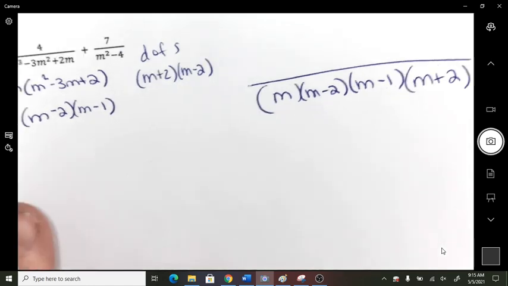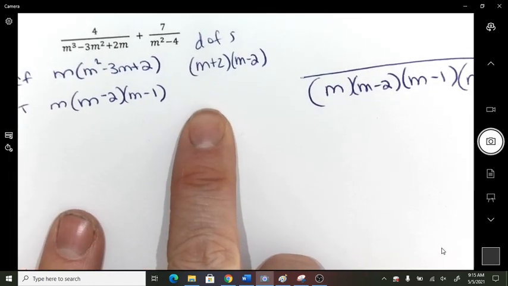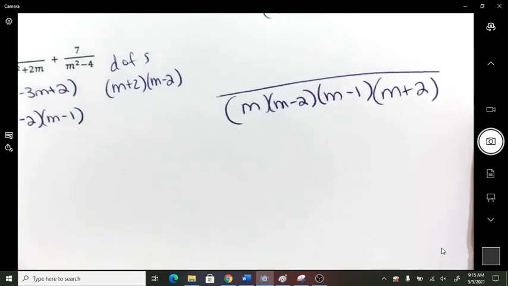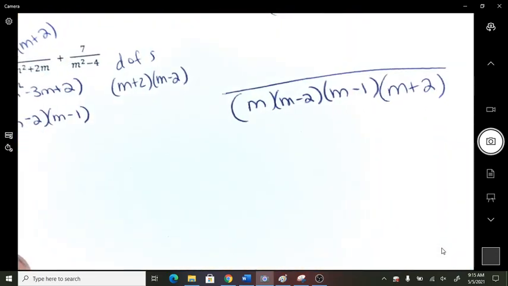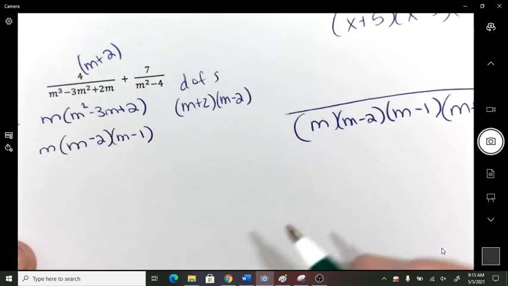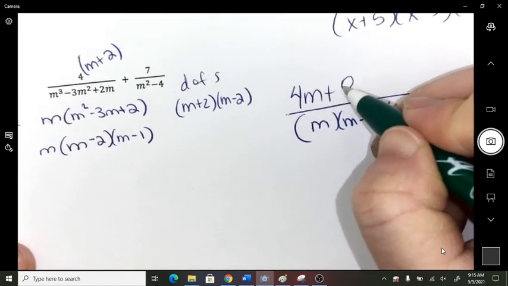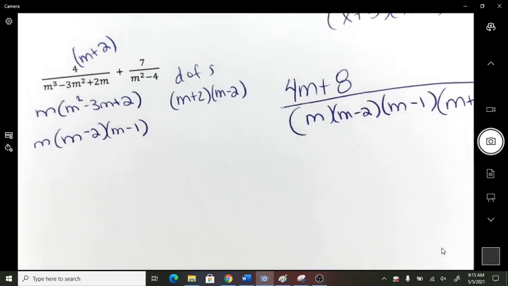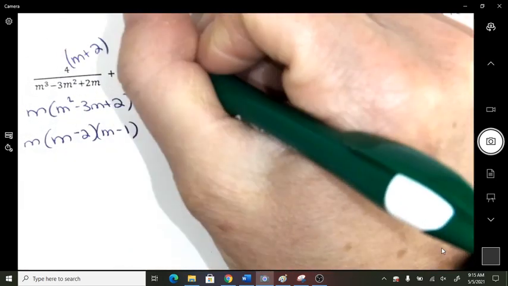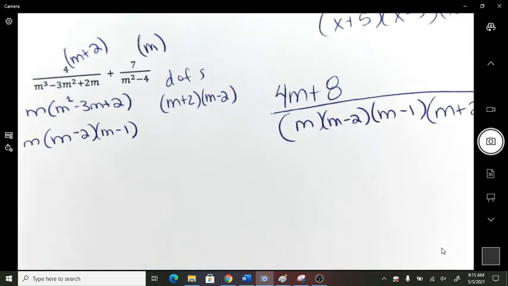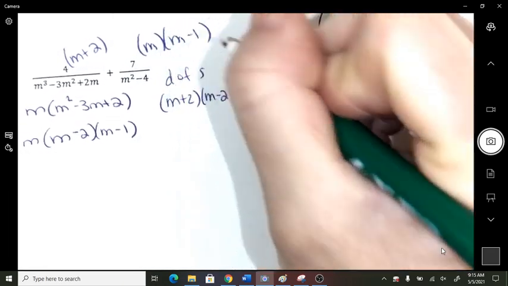Okay, so looking at the first fraction, it was missing an m plus 2. So multiply the top by m plus 2, creating 4m plus 8. Okay. Second fraction, it had that and that. So it was missing an m and an m minus 1.